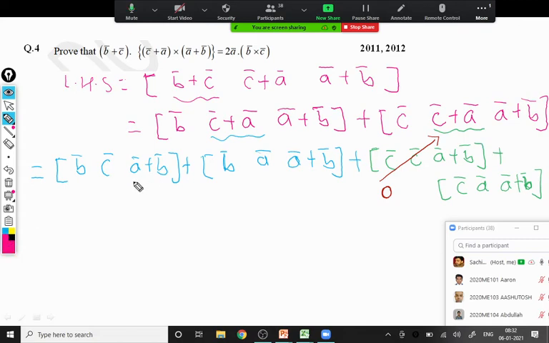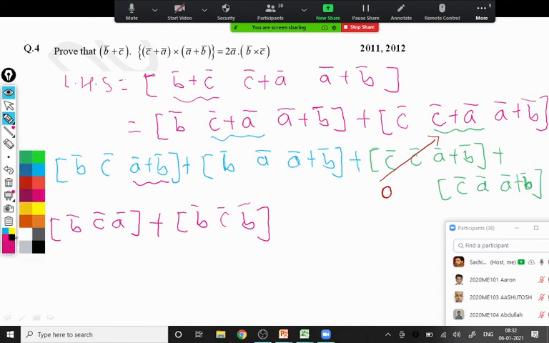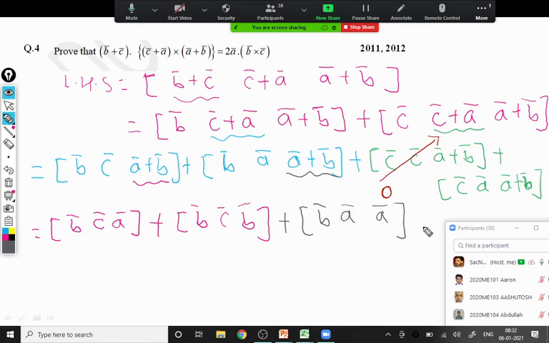Now the similar thing we can do: we apply the distributive property to the first term, and we reach B, C, A plus B, C, B. So this is the distributive property for the first. Now we apply the distributive property to this term, and we get B, A, A plus B, A, B.